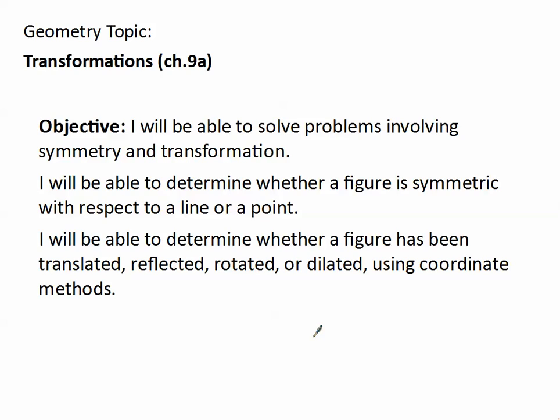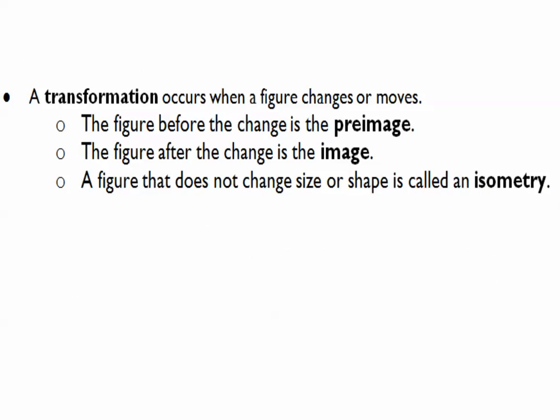In section 9A, transformations, our goal is to be able to solve problems involving symmetry and transformation. We will be able to determine whether a figure is symmetric with respect to a line or a point. We will be able to determine whether a figure has been translated, reflected, rotated, or dilated using coordinate methods. We've already studied dilations earlier, so today we're just going to focus on isometric transformations.